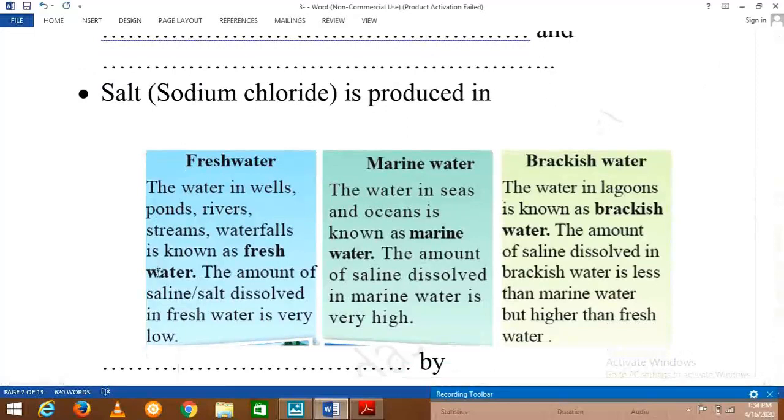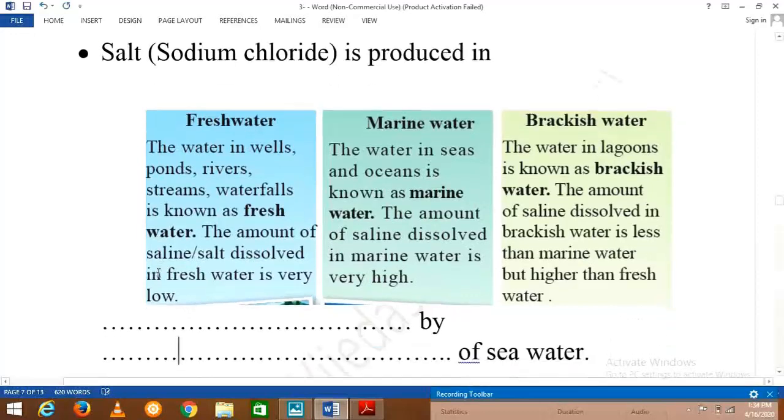Salt, which we call sodium chloride, is produced in salterns. There we are vaporizing seawater. Seawater is allowed to evaporate and we make salt out of seawater. So you may have seen different salterns available in Puttlam and Hambantota areas.